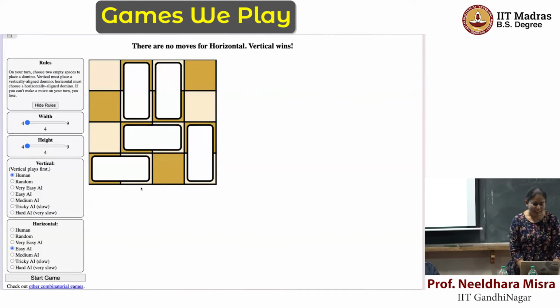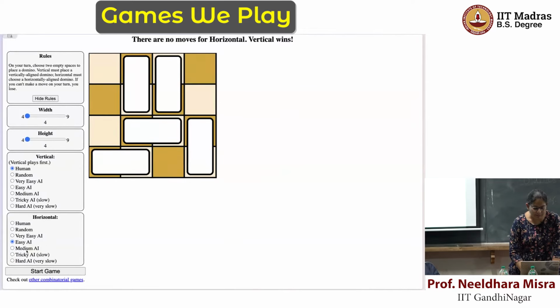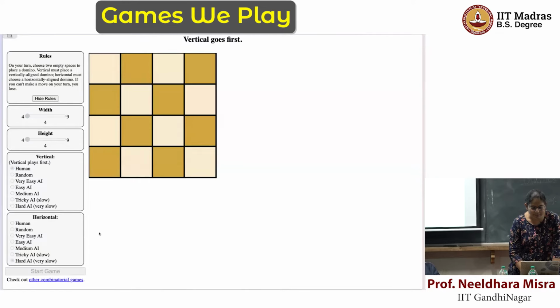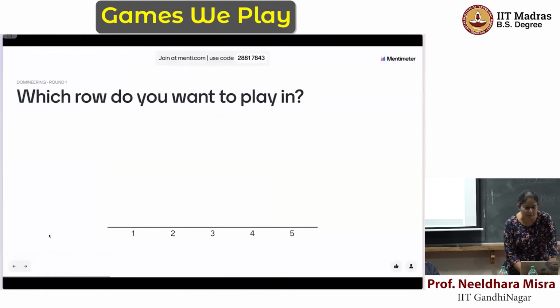Vertical wins. Okay, you want to do quickly one more round? Hard AI, tricky AI will be a bit slow, I think. Hard AI is very slow. Okay, I don't know how slow hard AI is. Okay, should we put it to the vote? At least the first move, let's put it to the vote.